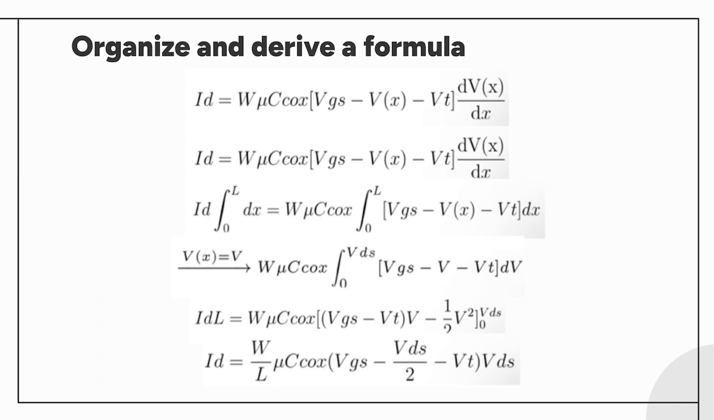Since the purpose is to find the current of the total length L by integrating the current of a certain part X, the two sides of this equation are integrated with respect to X. To clean up the right side of the equation above, we substitute Vx with V and integrate.